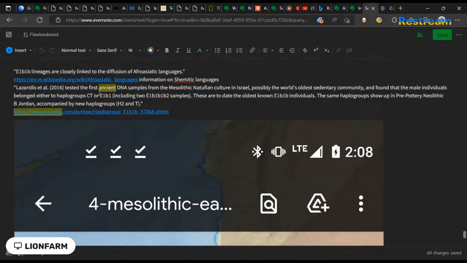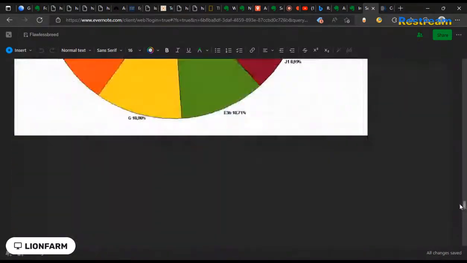According to a study right here, it says they tested the first ancient DNA from the Mesolithic Natufian culture in Israel, possibly the world's oldest basically stationary culture, and found that the male individuals belong either to haplogroup CT or E1B1, right? It says older E1B1B samples were accompanied by the same haplogroups in pre-pottery Neolithic B, accompanied by new haplogroups H2 and T. So that's why you get an H2 and T in that culture.